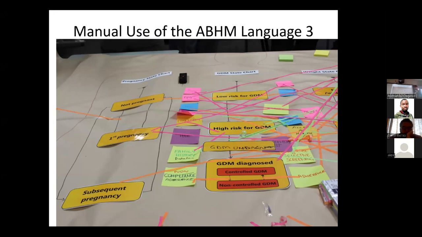Another way to do that we've experimented with is with using paper and little stickies to use state charts, for example. So here, related to gestational diabetes, for example, with Australia colleagues.